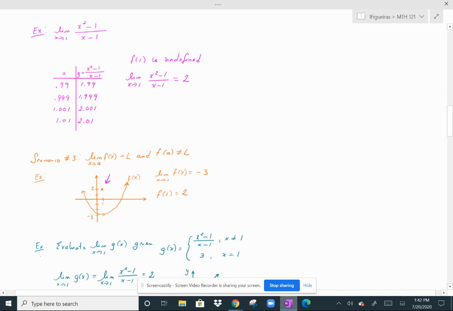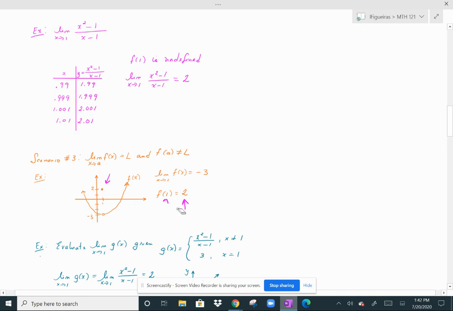So f of 1 is equal to 2, but the limit value is -3. Remember, the limit is the behavior of the function, or the y value, when you get close to this number that the limit is approaching. So it doesn't have to equal it. When you're evaluating a function, it's when x is equal to 1, what is the y value? So they are different in this case.